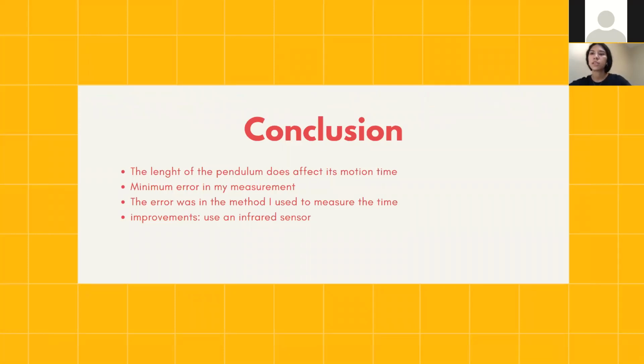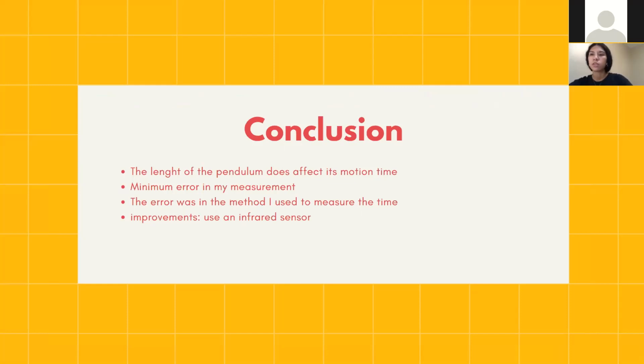To conclude, I can say that the answer to my research question is yes, the length of the string does affect a pendulum's motion time, because as we could see in the graphs, as the length of the string rose, so did the time. Regarding my experiment, we could see that there was a minimal error in my measurements.